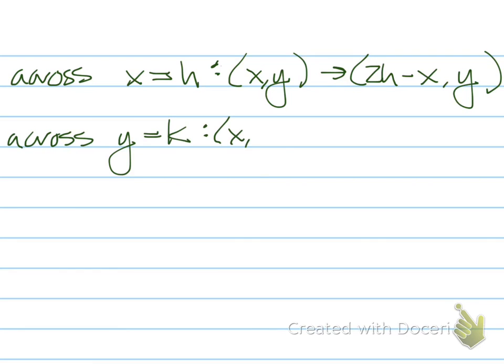If you want to reflect the pre-image across some vertical line x equals h, you're going to multiply 2 times whatever h is and then subtract the x coordinate. The y coordinate is unchanged. If you're going to reflect across the horizontal line y equals k, then you're going to leave the x coordinate alone, multiply k by 2, and then subtract the y coordinate.